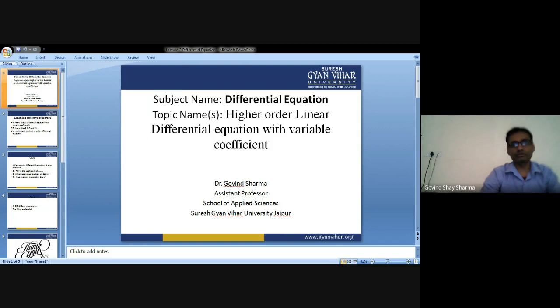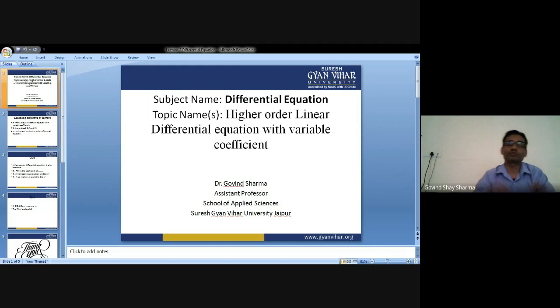Good afternoon, friends. Today we are going to start a new topic in the series of differential equations: higher order linear differential equations with variable coefficients. It is similar to the constant coefficient case, but with some minor changes. The method is that we change the variable coefficient equation into the form of a constant coefficient equation.